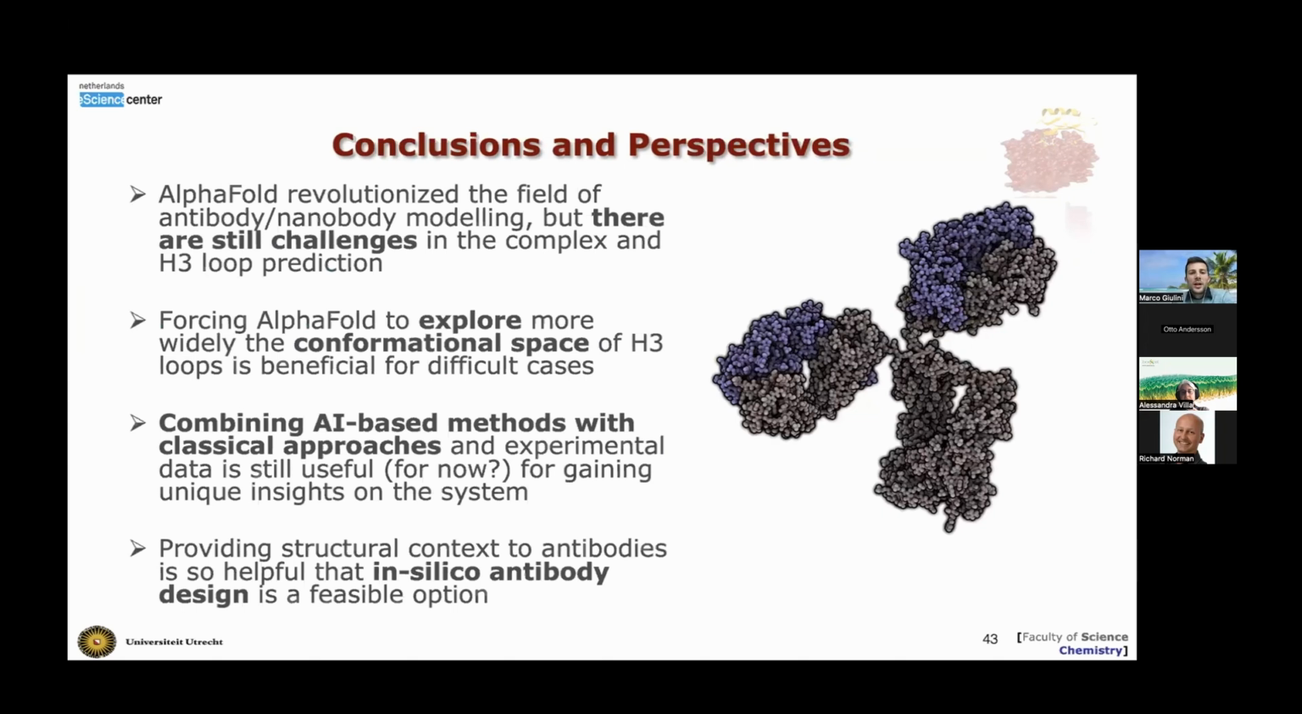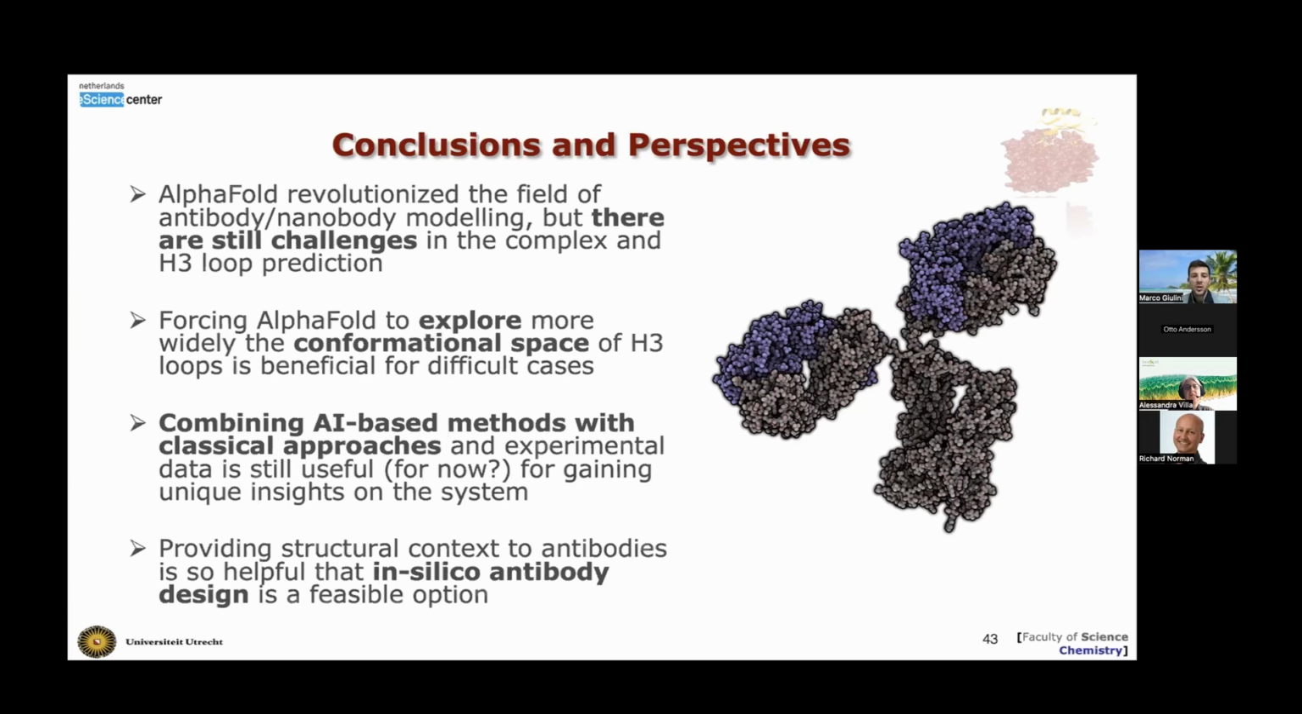So to sum up with antibodies in this post-AlphaFold era, AlphaFold really revolutionized the field of antibody and nanobody modeling, but there are still challenges in the complex and H2 loop prediction. And in some cases, when the H2 loop is very challenging to model, it might be useful to force AlphaFold to explore in a wider manner the conformational space of this loop. And for now, we can say that combining AI-based methods such as AlphaFold with more classical physics and chemistry-based approaches with experimental data is still very useful for gaining unique structural insights of the antibody antigen system.